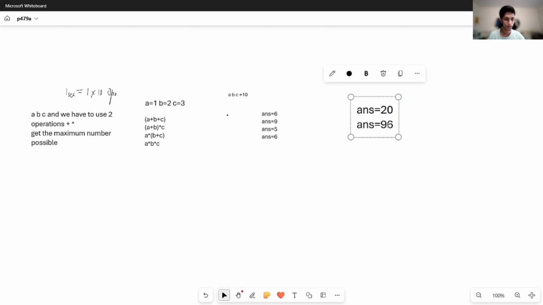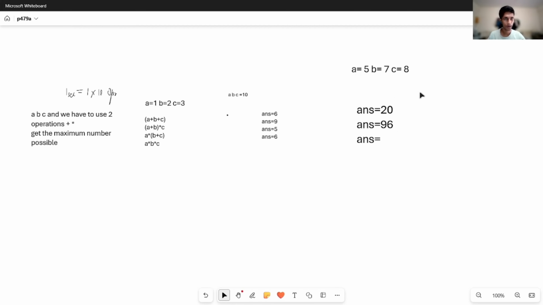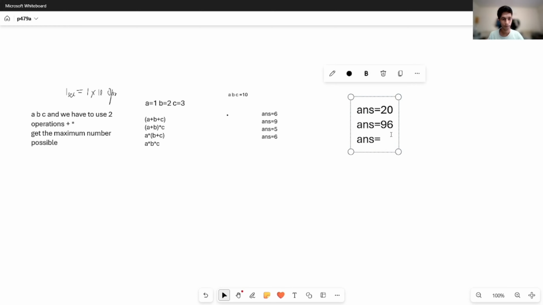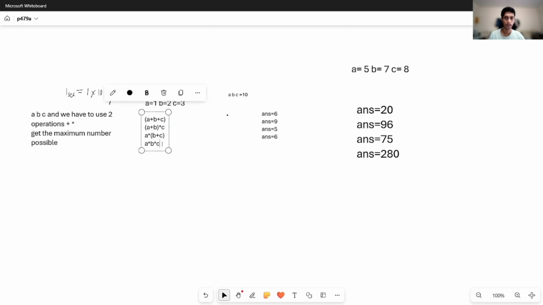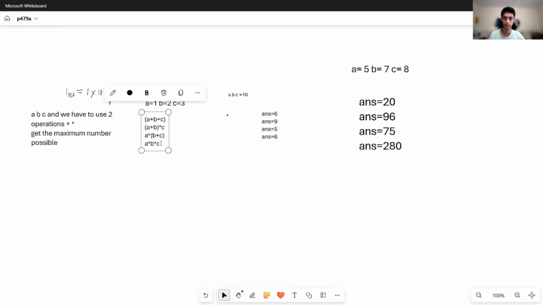Here it will be 96, and here for the third one, it will be 5 into 15. 5 into 15 should be 75. And for the last test case, which will be the multiplication of all the three numbers, it will give 280. So for this test case, the maximum value we are getting is 280 at the fourth test case, which is by multiplying all the three numbers.